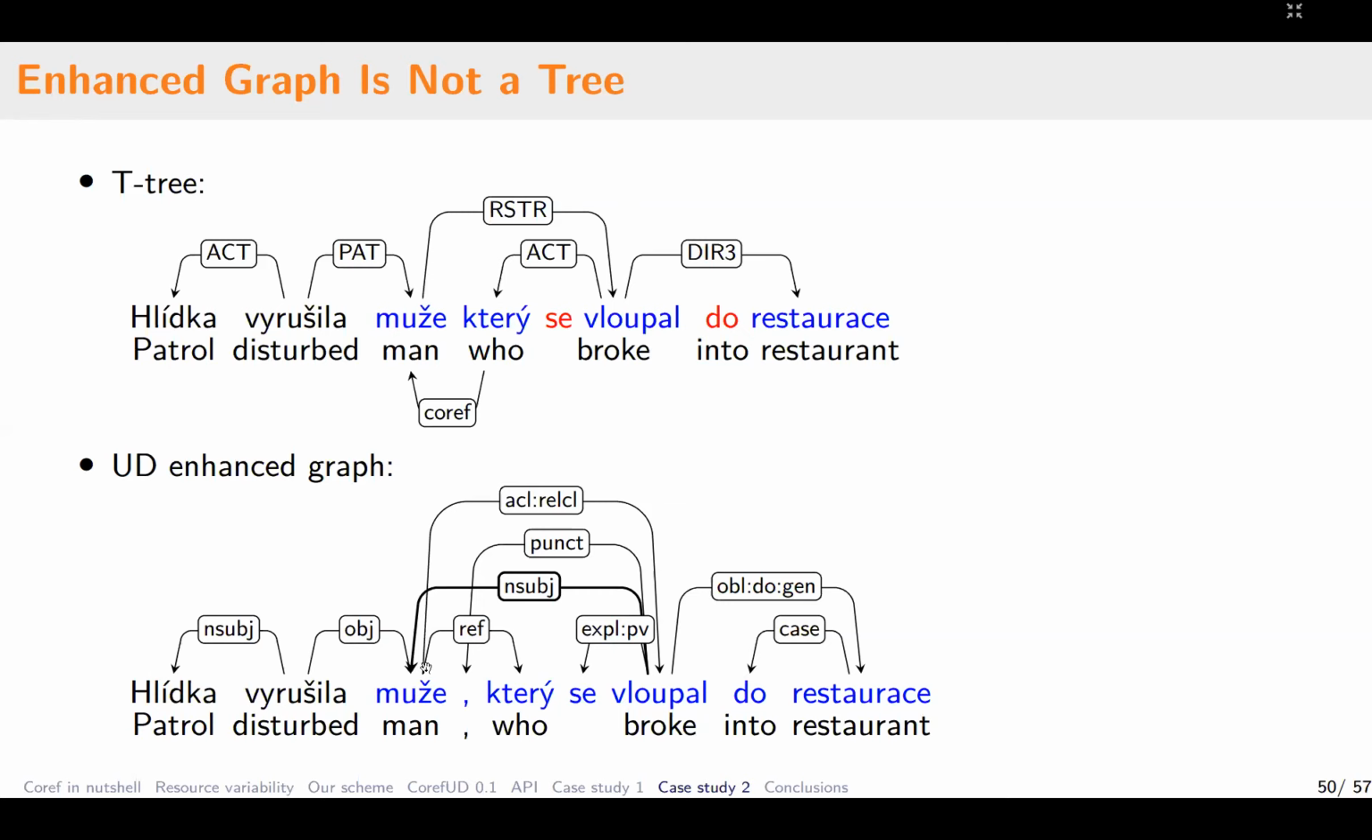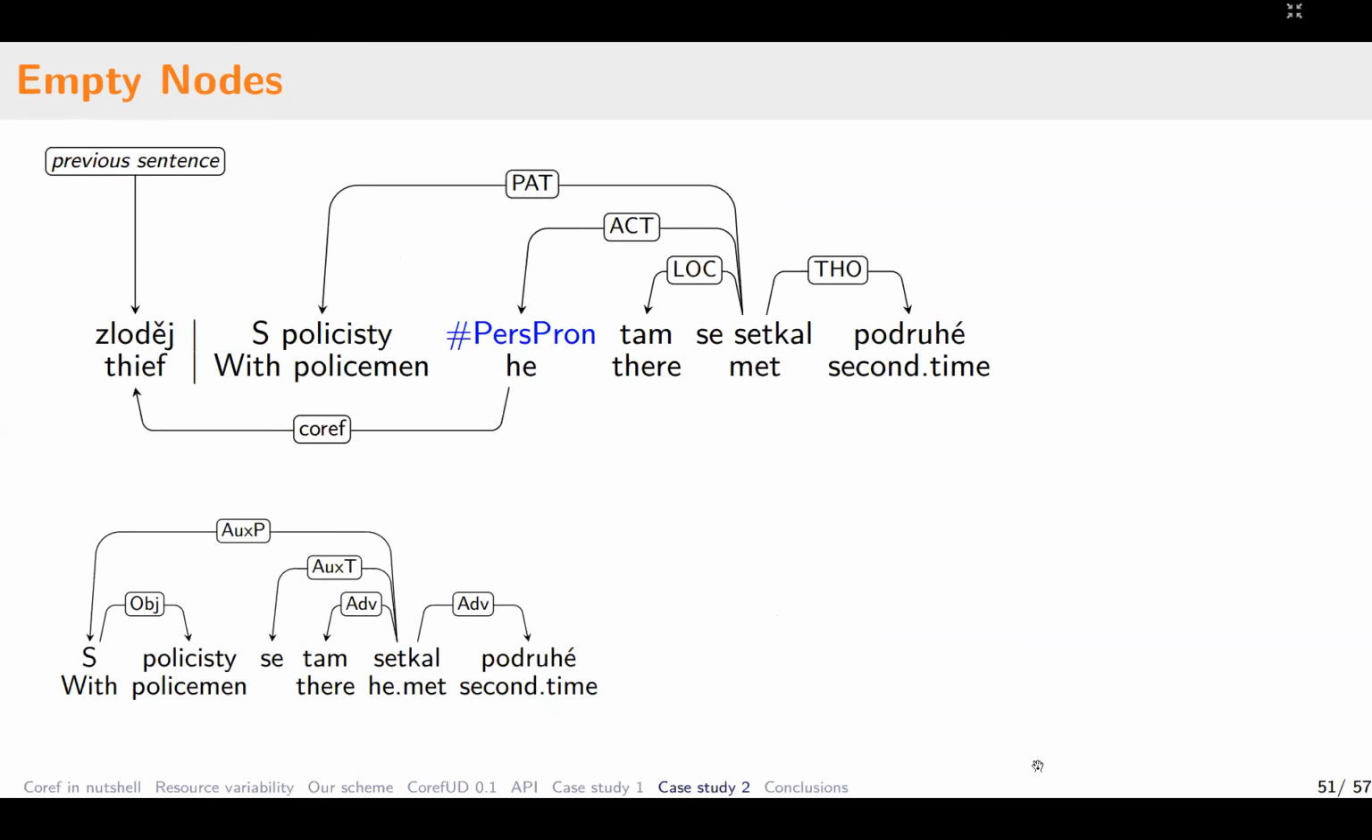There is this link going from muže to vloupal, and there is another relation going back from vloupal to muže. So that's why it's actually not so clear that muže should be considered the head of the mention in any sense.